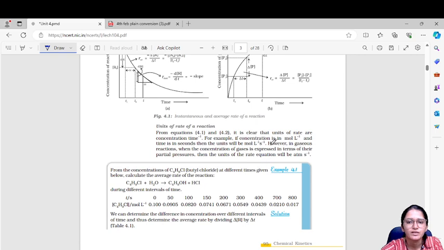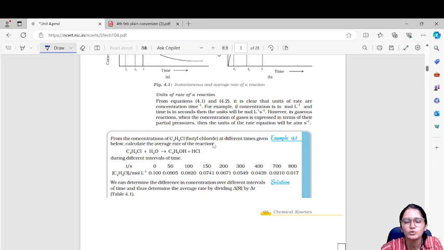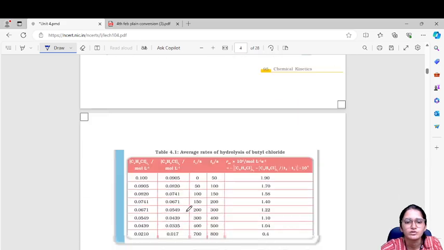So it is clear that the units of rate are concentration by time. That means the rate of the reaction is the change in concentration of reactant, that is, the decrease or increase in the concentration of reactant or product, by the time taken for it. Concentration unit is mole per liter, and time unit, let us consider, is seconds. So the normal unit of rate will be mole per liter per second. So this is the unit of rate.